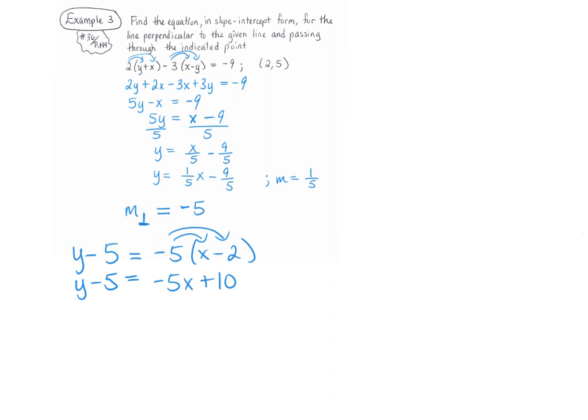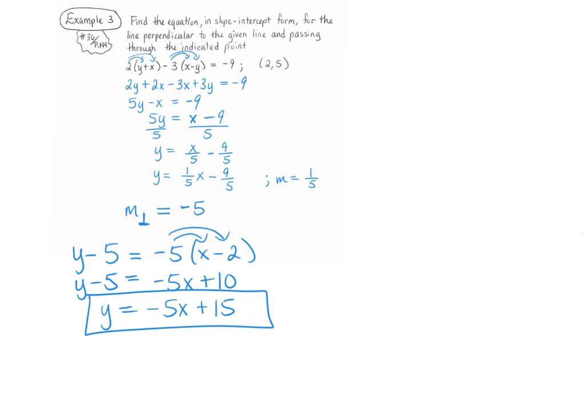What do we do? You add 5 to both sides to get y equals -5x plus 15. Good. Do we do anything else? No, we're done, because this is in slope-intercept form. So we found an equation in slope-intercept form for the line that's perpendicular to this given line passing through this point. That's what we found. What questions do you have?